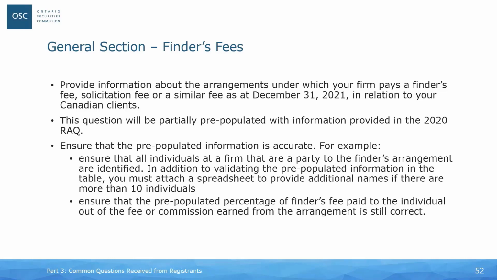It is important to note that if the finder arrangement relates to more than 10 individuals at the finder, information on the other individuals must be provided on the spreadsheets. The percentage of the finder fee paid to the finder is also pre-populated. Again, you should ensure that this information continues to be accurate, particularly if the fee with the finder has since been renegotiated.